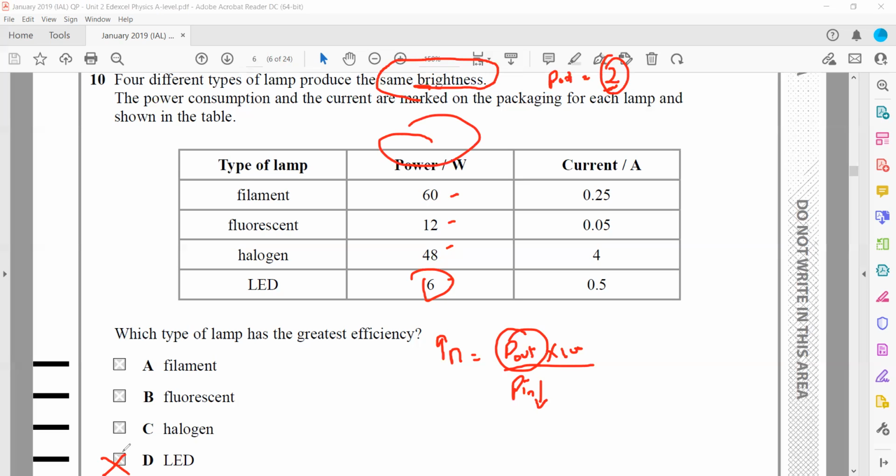Because power output is the same. Why is the power output the same? As I mentioned, they all give the same brightness. Same brightness means same power output, or the same amount of energy every second from each type of lamp. But because the LED takes less, its input power is less, so it will have the highest efficiency.